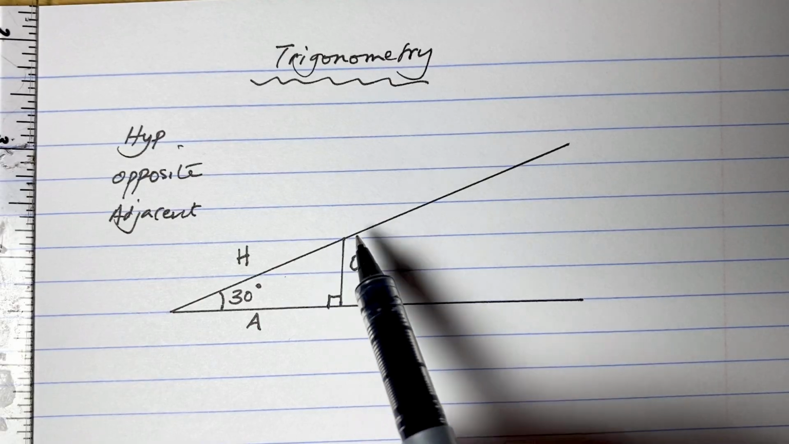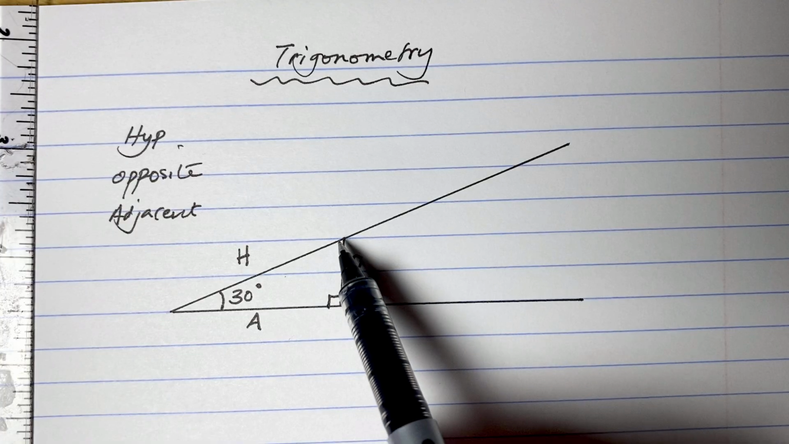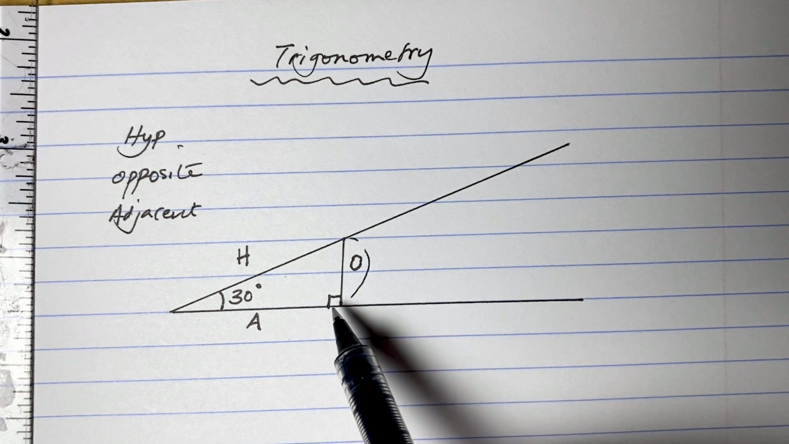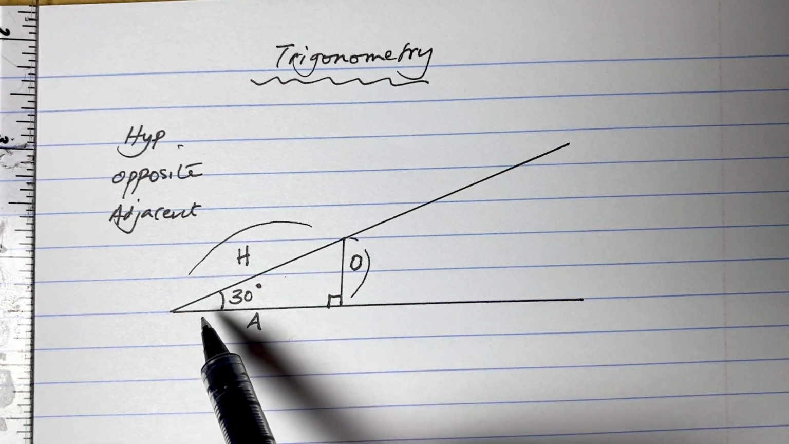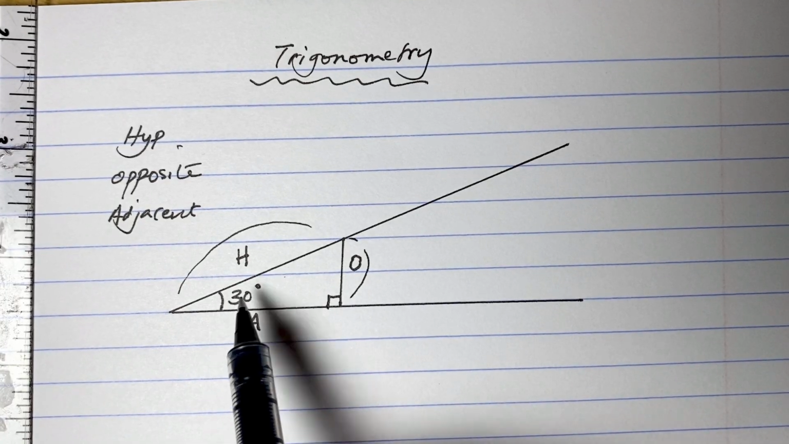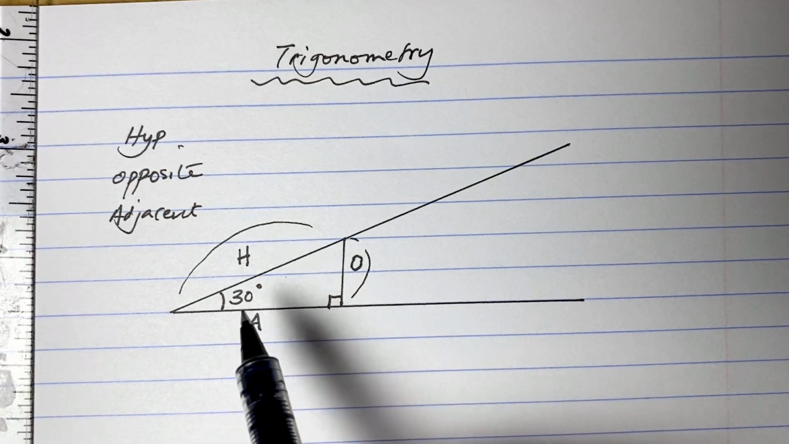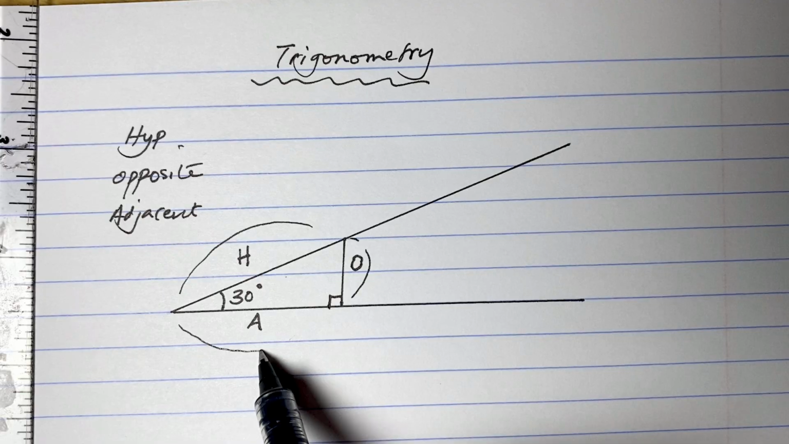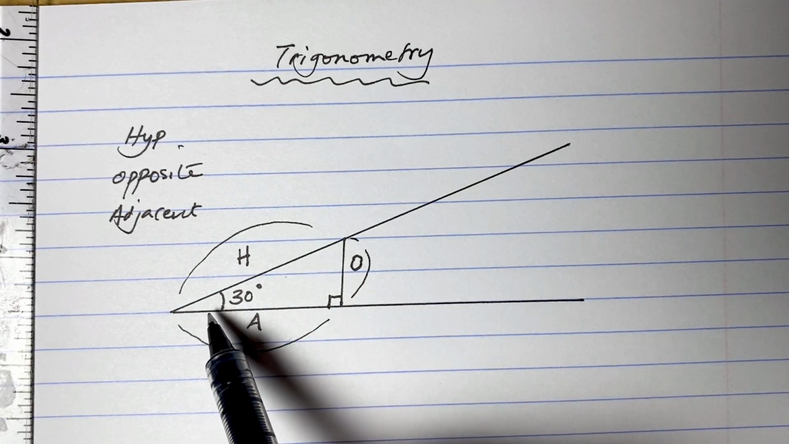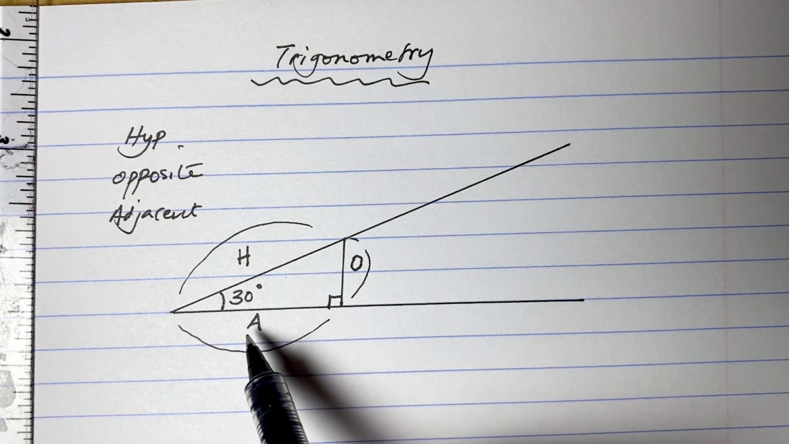Now, before we actually begin the topic of trigonometry, I want you to look at these lengths. If I divide this length by this length, that is a trigonometric identity known as sine of angle 30. If I divide adjacent by hypotenuse, that would be the cos of that angle 30. And if I divide opposite by adjacent, it would be tan of 30 degrees.